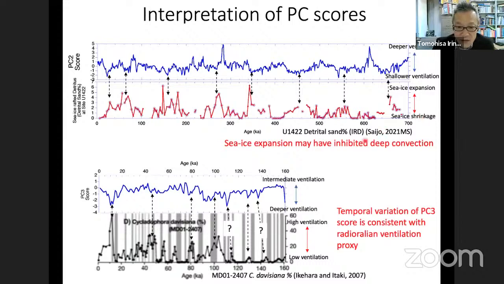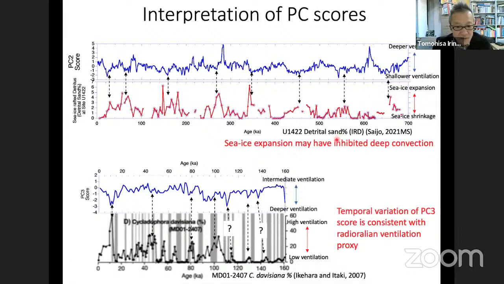This fact suggests that the CS expansion may inhibit the deep convection, probably because the surface water is covered with sea ice during the winter. That is our interpretation.